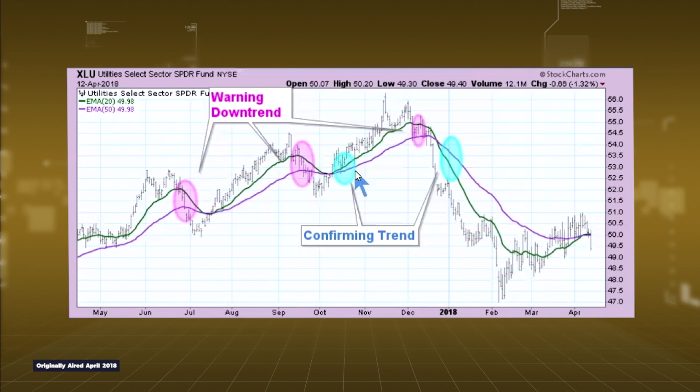But let's look at the confirming trend. As you can see, we came out, got that crossover. It looks like a kind of a whipsaw decline and then move up.